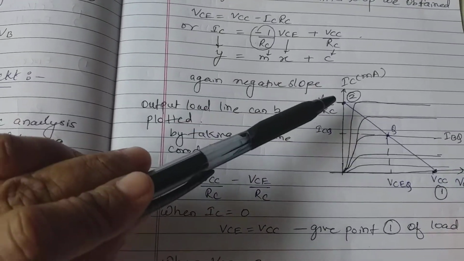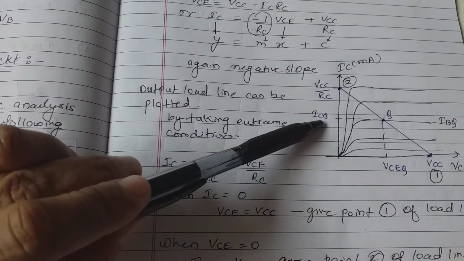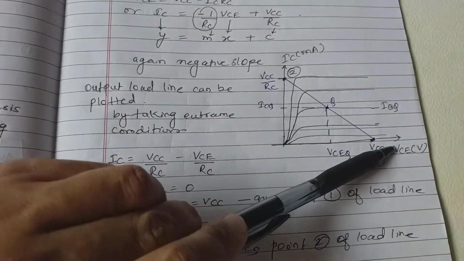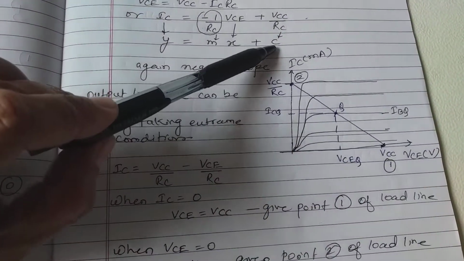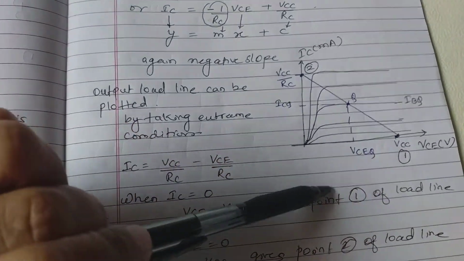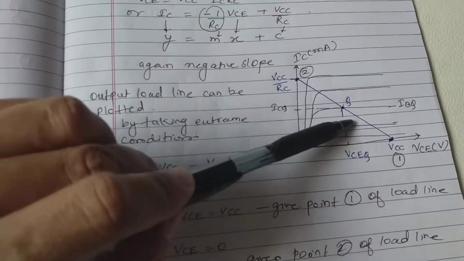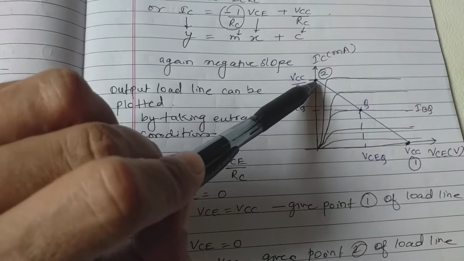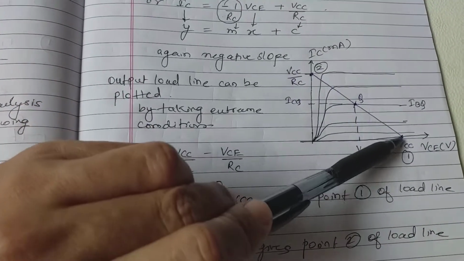Now we will plot the output characteristic. The output characteristic is plotted between the output current IC and the output voltage VCE. IC is in milliamperes and VCE is in volts. This is the output characteristic for various values of IB. And again we can plot the load line.